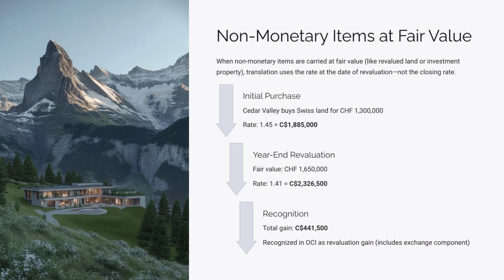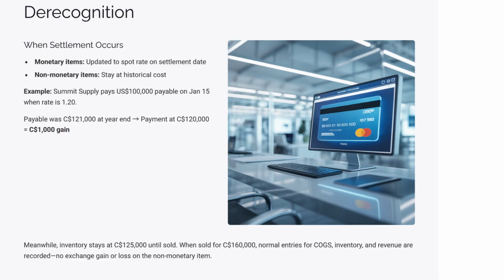comes to an end. Derecognition. When an asset or liability is finally settled, we derecognize it. Monetary items are updated to the spot rate on the date of settlement. Non-monetary items stay at historical cost. Example, Summit Supply Corp. pays its $100,000 payable on January 15th when the rate is 1.20.